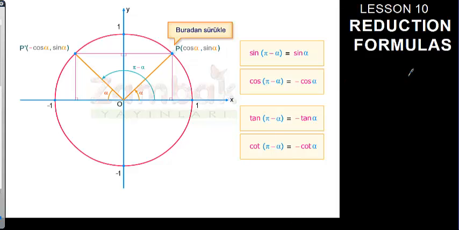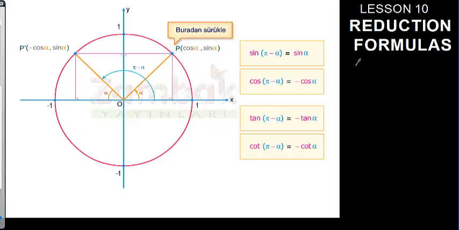Reduction formulas, this is lesson 10, and I'm going to explain this lesson. In the reduction formulas part, we are going to try to relate the angles which are located in the second, third, and fourth quadrants to the first quadrant. So the angle is written in the second, third, or fourth.